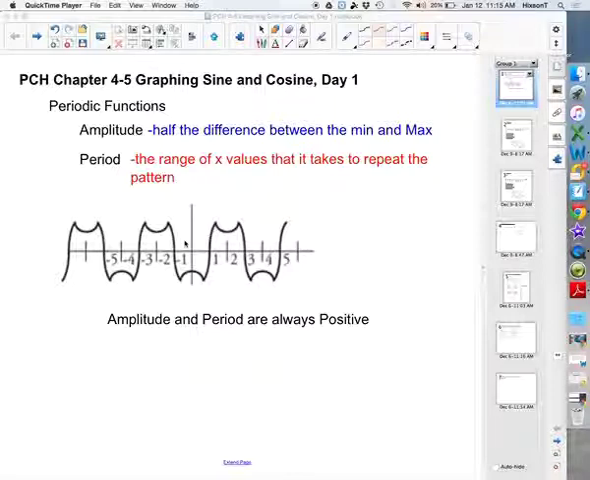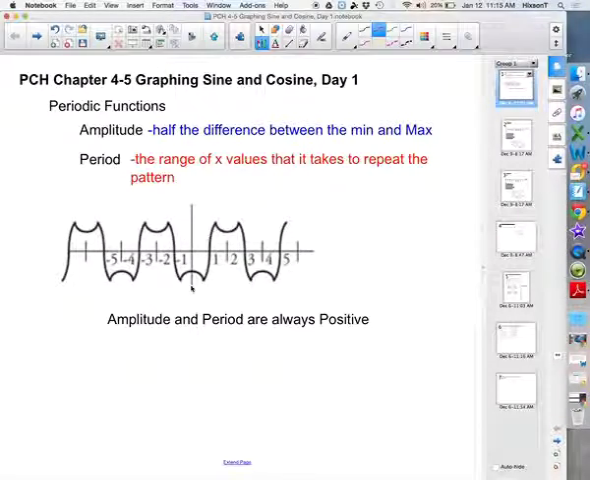But here's the thing, if we started at 0 here, and we went to where this little pattern started to repeat, we would be over here at 4. Okay? So this little part right here is going to repeat.